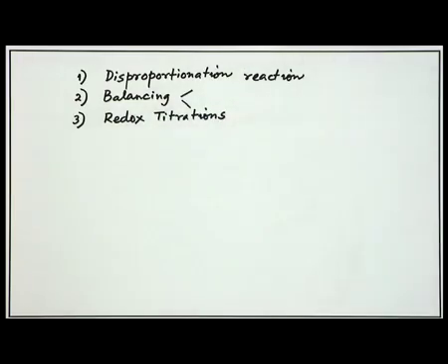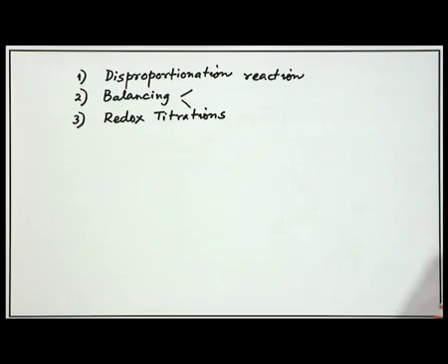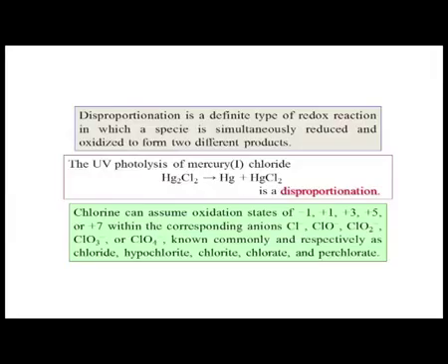So, the first thing we will be seeing today is the disproportionation reaction. A very simple and unique definition we can have for a typical disproportionation reaction is this: disproportionation is a definite type of redox reaction in which the species is simultaneously reduced and oxidized to form two different products. So, if we are talking about the disproportionation reaction of a particular species, we have to think about its corresponding potential in terms of its reduction as well as its oxidation.